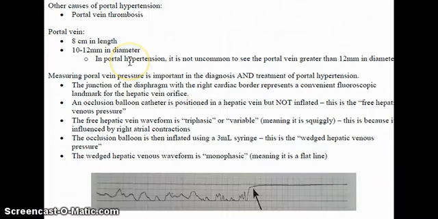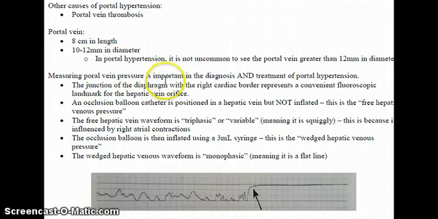There are other causes of portal hypertension, one of them being portal vein thrombosis, and there are others also, but those are just the most common. The normal portal vein is 8 centimeters in length and 10 to 12 millimeters in diameter. Of course, if there's portal hypertension, that diameter could be a lot larger.